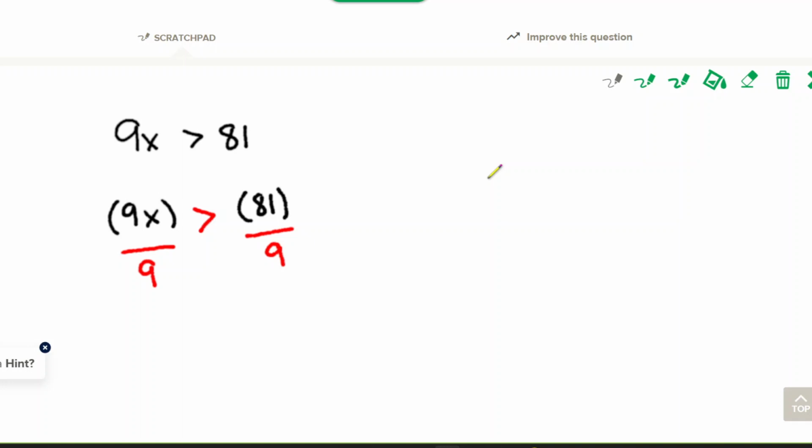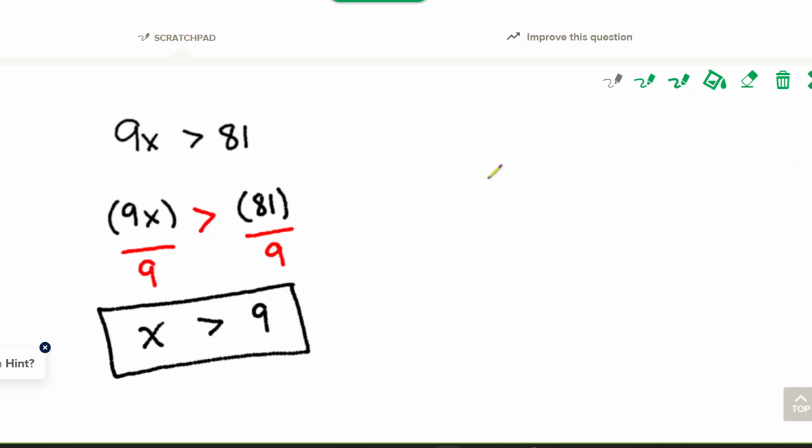So once again, the only time you flip the symbol, when you add, subtract, multiply, or divide, is when you multiply or divide both sides by the same negative number. All right. Now we have the x by itself. 9x divided by 9 on the left is greater than, and 81 divided by 9 is 9. And here we go, the variable is alone on one side. x is greater than 9.